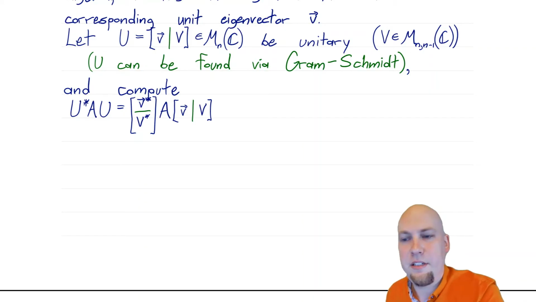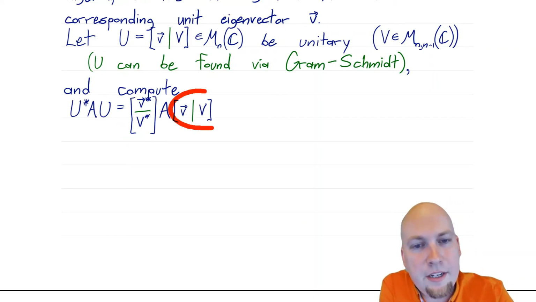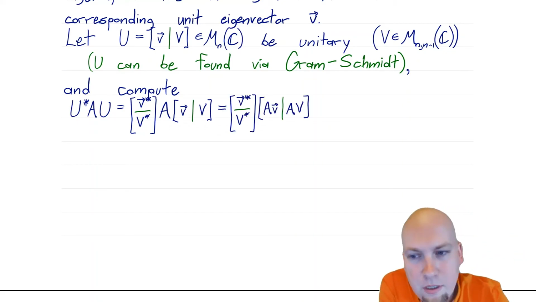Okay, and if I do that, I haven't really done anything here. U star is just this matrix, and U is this matrix. Now let's do that block matrix multiplication. I'm going to do this product on the right first, and when I do that, the A just goes into both of these guys, and I get an AV and an A big V.